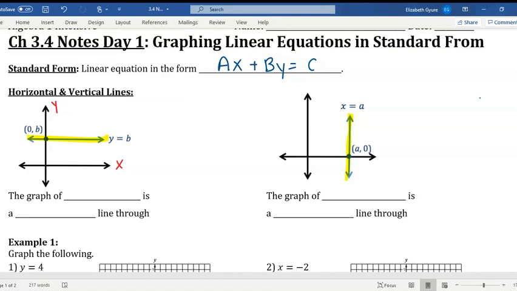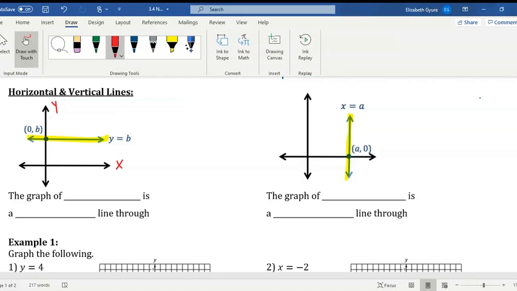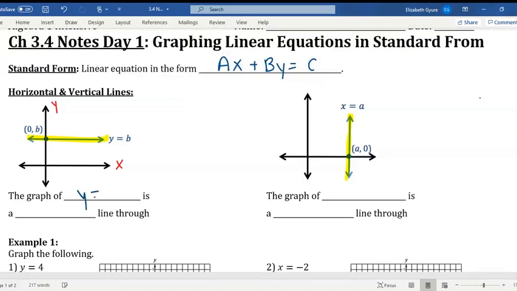If you graph a horizontal line, wouldn't a horizontal line go through a vertical line, right? So a horizontal line goes through your y-axis because it's vertical. When you write an equation for a horizontal line, it is a y equals equation. So this will look like y equals b, and b is just a number, okay? So if you graph a horizontal line, it's y equals some number.